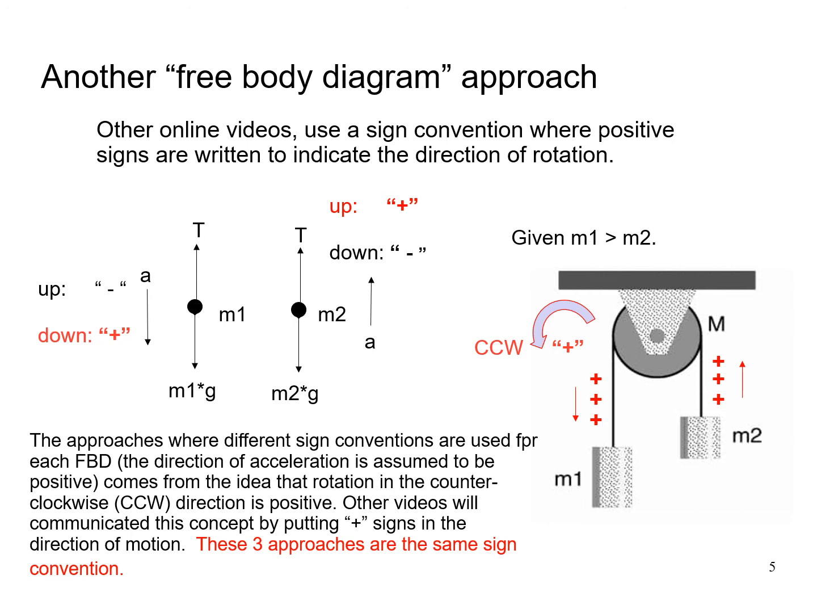The point here is that the three approaches are all the same sign convention. That is, counterclockwise rotations are positive. If one were solving the problem where m2 is greater than m1, one could use the sign convention that all elements that drive clockwise rotations are positive.